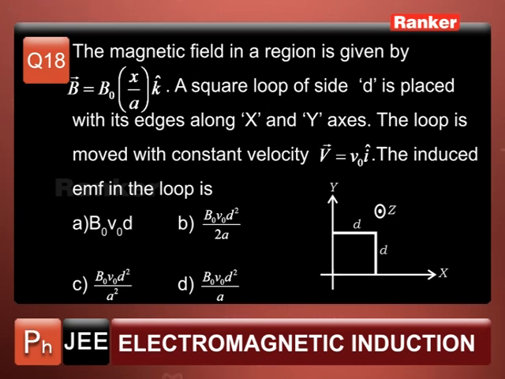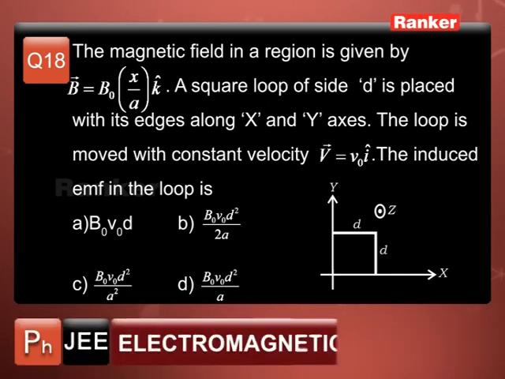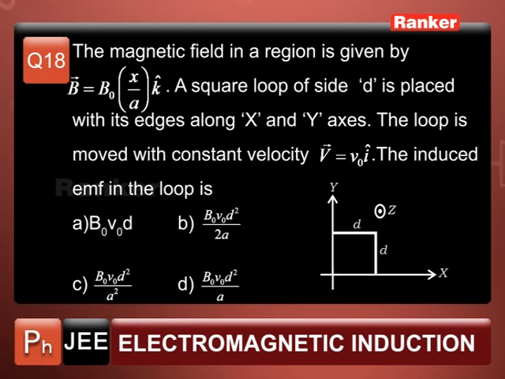A square loop of side D is placed with its edges along x and y axis. The loop is moved with constant velocity V bar is equal to V naught i. That means it is moving along x axis. When time is 1 second, the induced EMF in the loop is how much? Once again he has given 4 options.